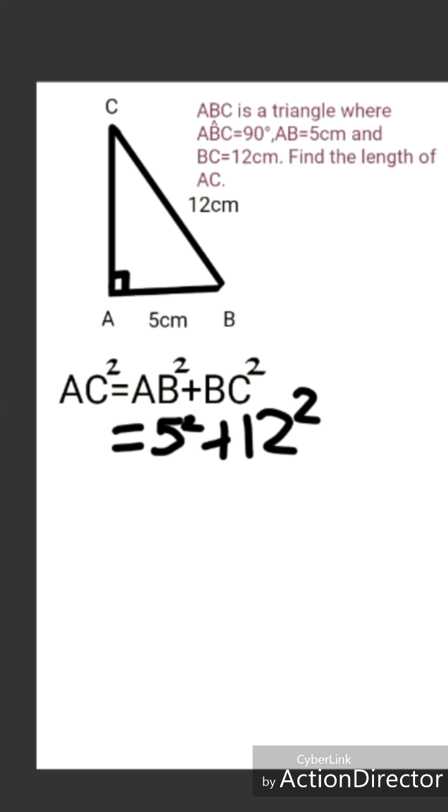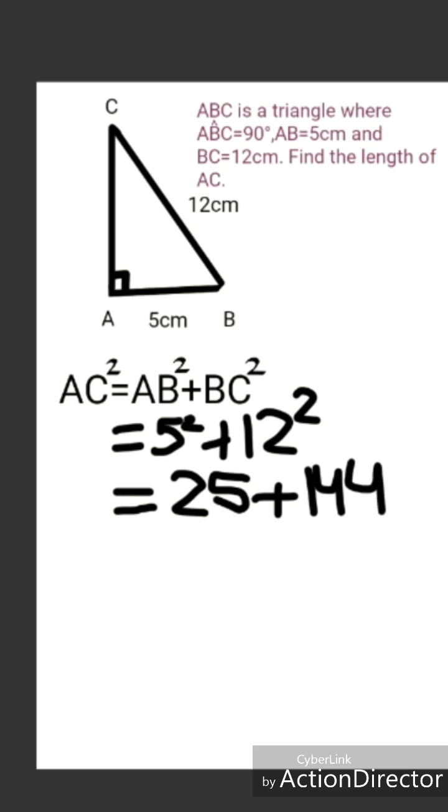For the next step, you will need to figure out the last step first. You can't leave 5 squared or 12 squared just as they are, so you solve them. We know that 5 squared is 25 and 12 squared is 144, so AC squared equals 25 plus 144, which is equal to 169.